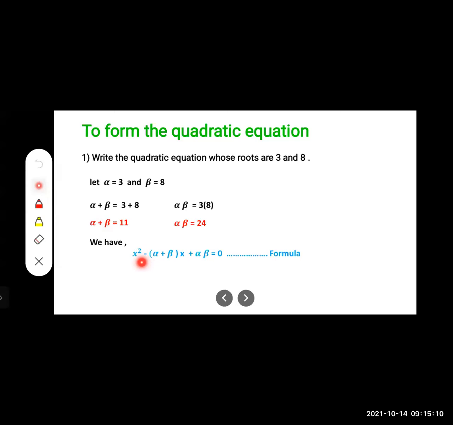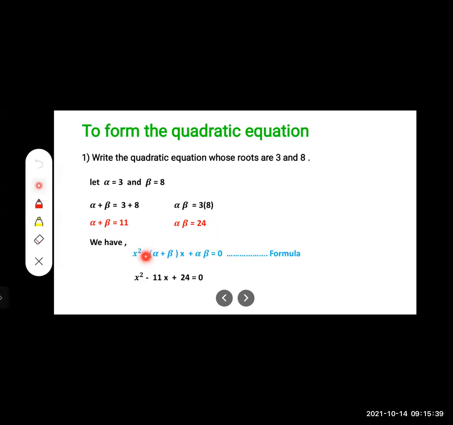Minus. Here always minus comes. In the formula, the first sign is minus, the second sign is plus. Okay, don't make a mistake over here. Then x square minus, see here, alpha plus beta is here. So in this alpha plus beta place, what can I write here? 11. 11 I can write. And then plus alpha into beta. In this place, what can we substitute? 24. So how will I get? I will get like this.